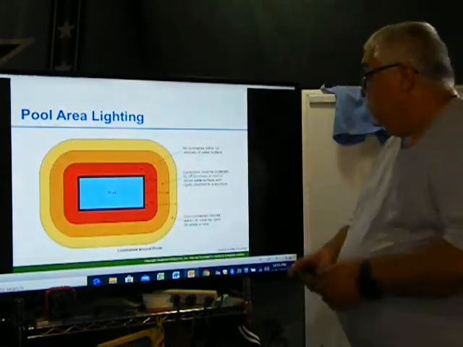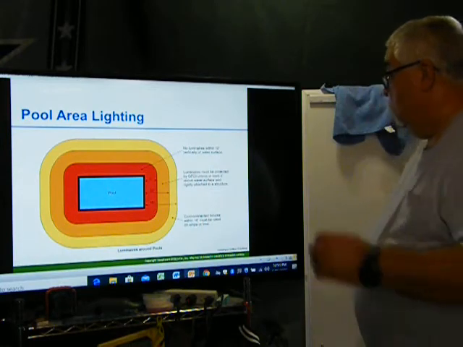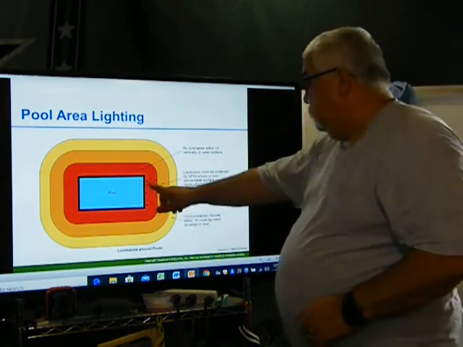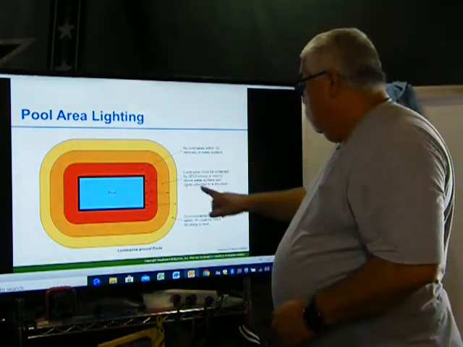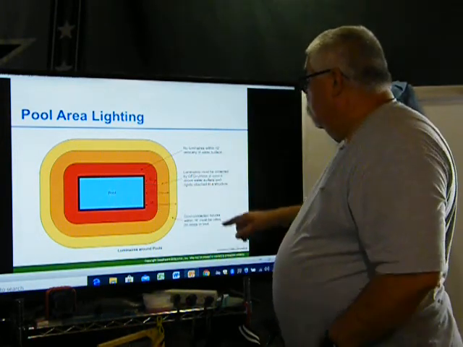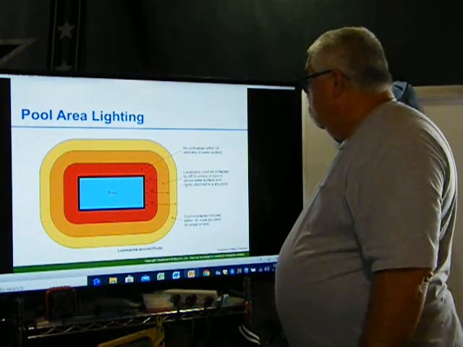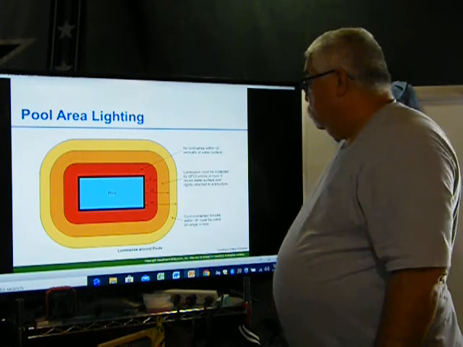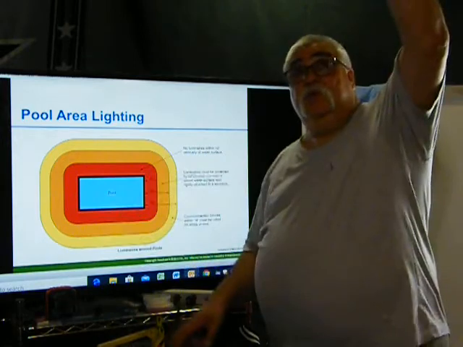Okay, so pool areas. So here's a 6-foot bumper that they're saying, so it's 5 feet. So it says new luminaires within 12 feet vertically of the pool surface. So if you're in this red area here, guess what? They got to be 12 feet high.